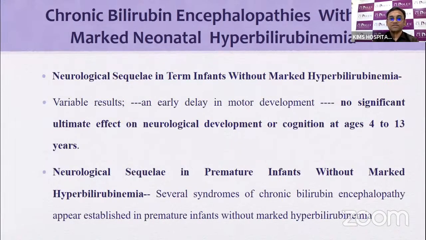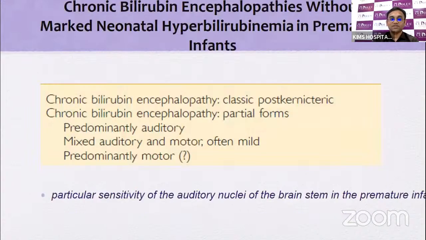The neurological sequelae in term babies without marked hyperbilirubinemia usually result in early delay in motor development. However, neurological development or cognition at 4 to 13 years is normal. The neurological sequelae in premature infants without marked hyperbilirubinemia can present as several syndromes of chronic bilirubin encephalopathy. So we have seen predominantly two forms. One is chronic bilirubin encephalopathy with classical post-kernicteric features, which is less often seen in premature babies, either with or without marked hyperbilirubinemia.